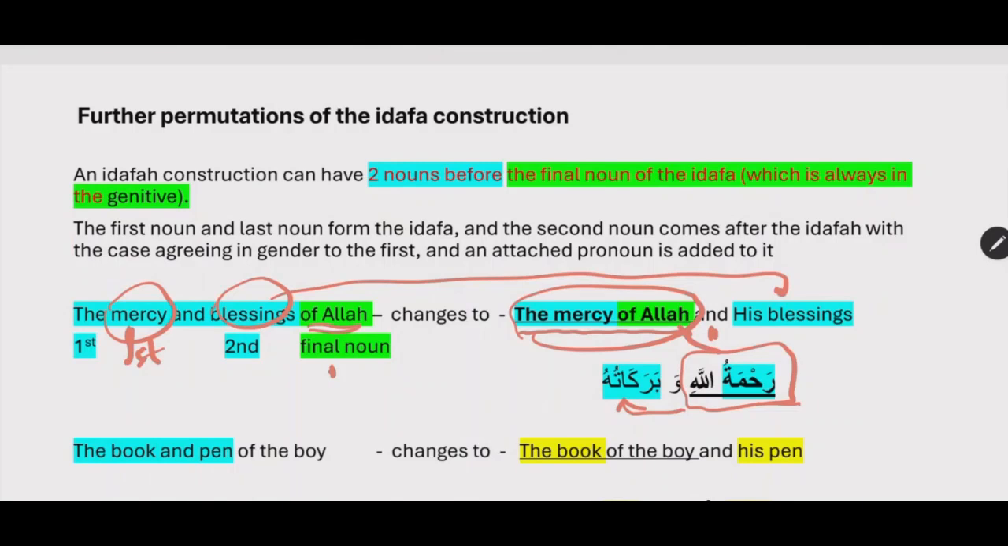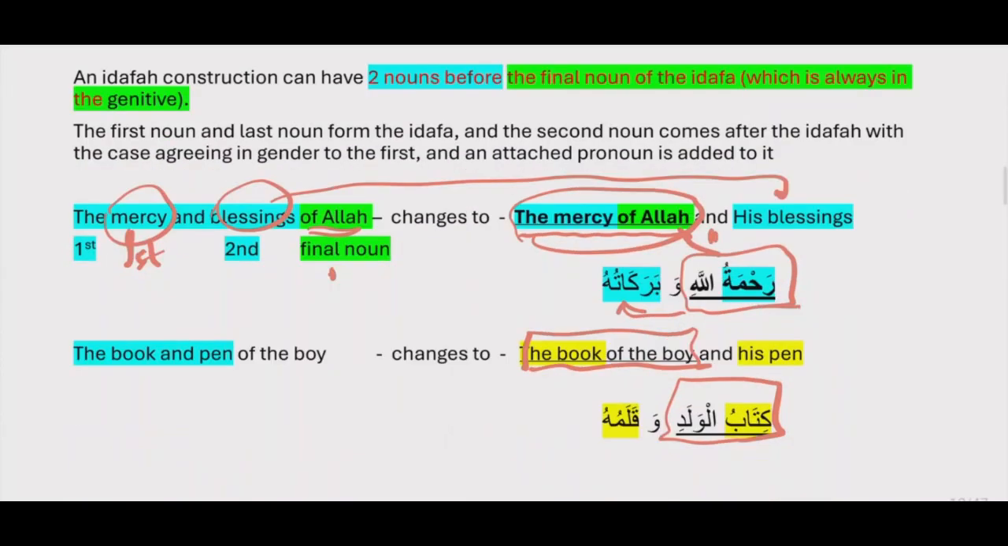So here's another example: the book and pen of the boy. Here you change it to the book of the boy first. That's the main idafa, and then you have "and his pen". So the same principle applies: two nouns related to the words in the idafa construction.